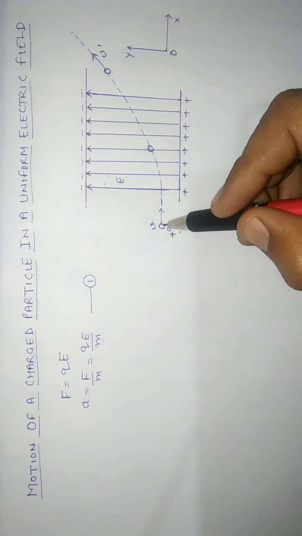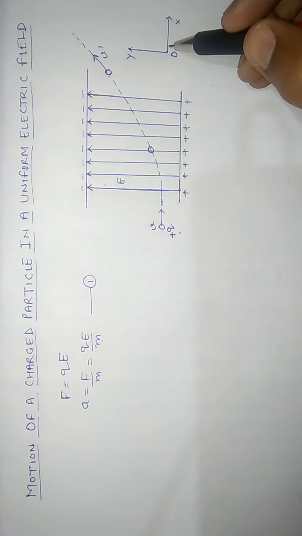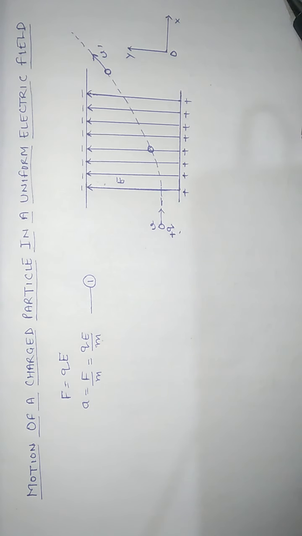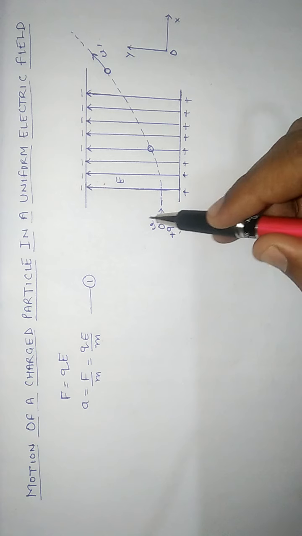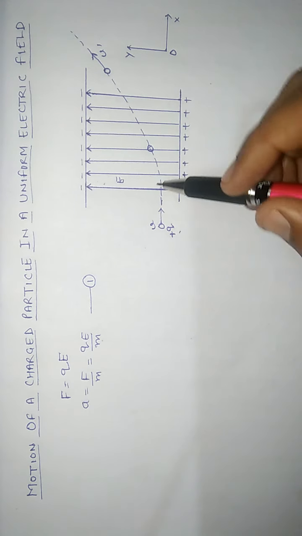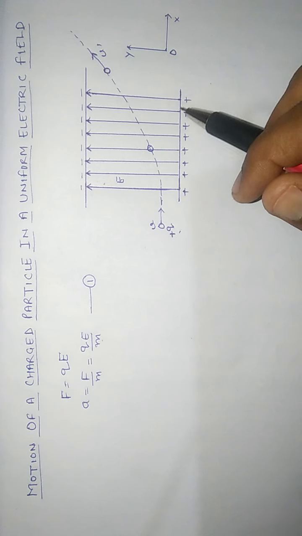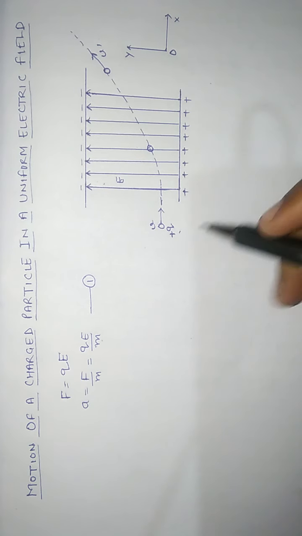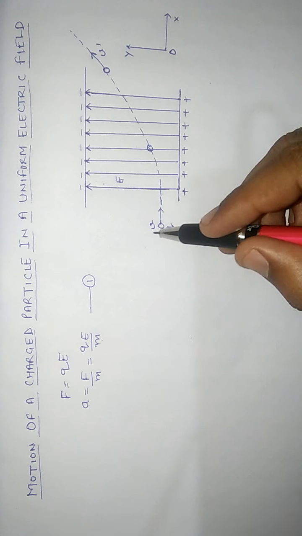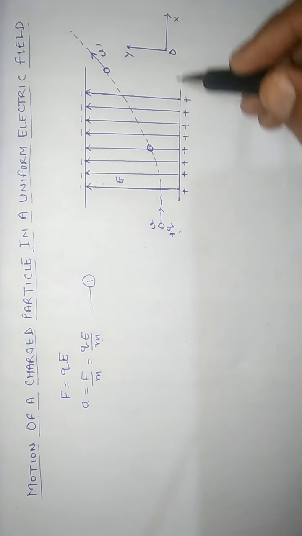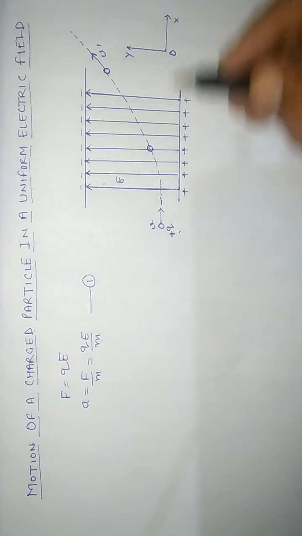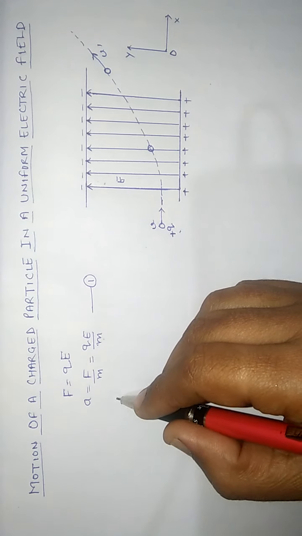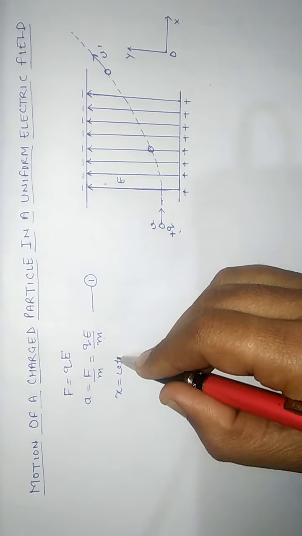Now we are considering the motion of the charged particle along the x-axis and y-axis separately. Along the x-axis, the charged particle continues to move with velocity v because there is no acceleration in this direction. So the distance traveled by this charged particle in t seconds along the x-axis is given by x equals vt.